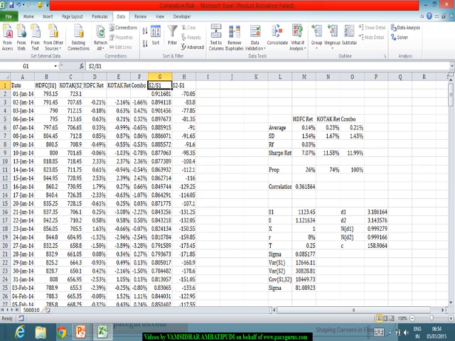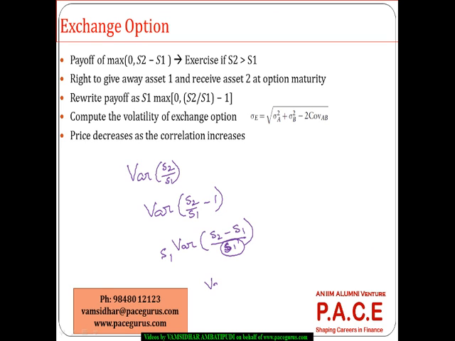obviously the call option price is going to go up. This premium is going to go up. And that is where the exchange option becomes more and more expensive. That is what we are trying to drive here. The price of the exchange option is going to decrease as the correlation increases and vice versa.